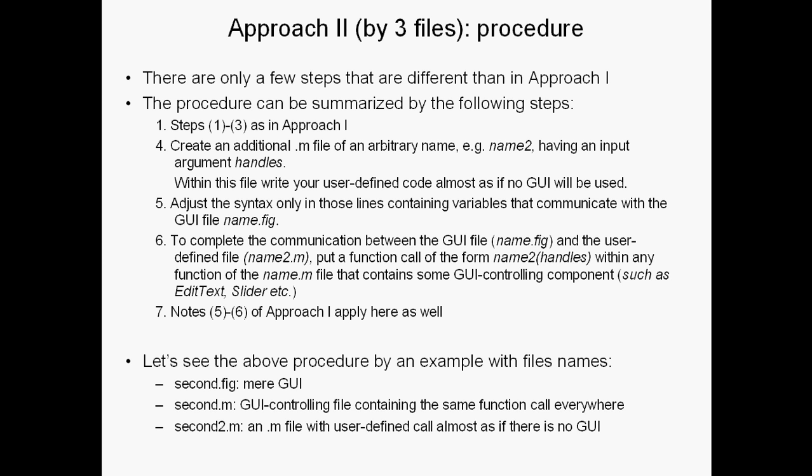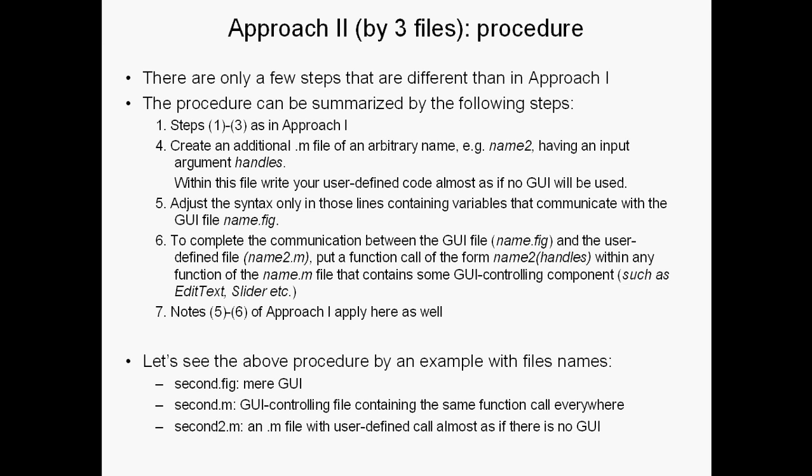Now let's talk about approach 2, which uses 3 files. Talking about the procedure, there are only a few steps that are different than in approach 1. So the first 3 steps are the same as in approach 1. The difference is that we need to create an additional M file of some arbitrary name, for example name2, that has an input argument called handles. And within this file we write our user-defined code almost as if no GUI will be used.